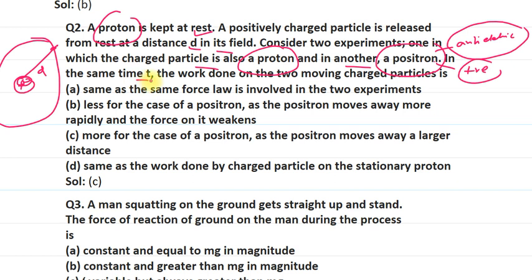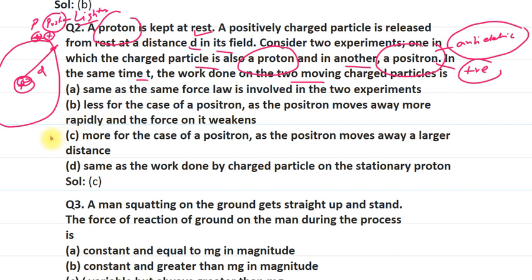So in the same time t, the work done on the two moving charged particles is, so we are being asked, we simply release two particles from rest. One is positively charged, the other one is also positively charged. One is a proton and another is a positron. So students, the positron is the anti-particle of the electron, also having the same charge as the proton. Both have the same charge, but the positron is a lighter particle. Positron is a lighter particle in comparison to the proton. So the question is that the work is being asked in some time t.